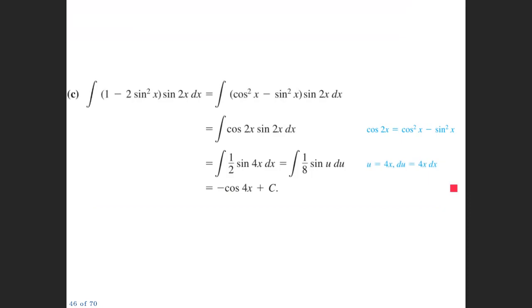An example I've taken from your textbook. The integral of (1 minus 2 sine squared x) sine 2x dx. Well, the first thing to do is to simplify this somewhat. Remember, sine squared plus cos squared is equal to 1. So that's the first thing to do.